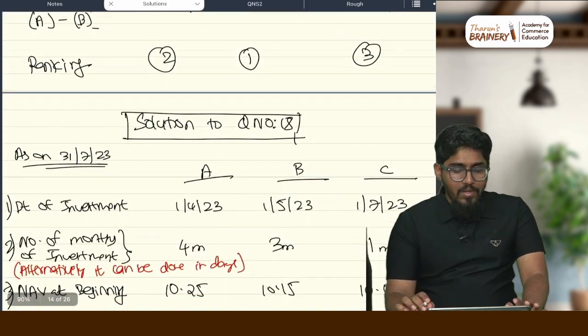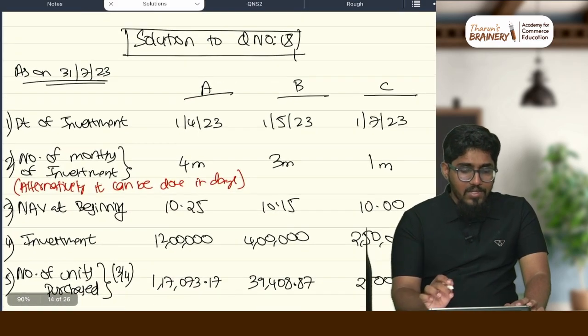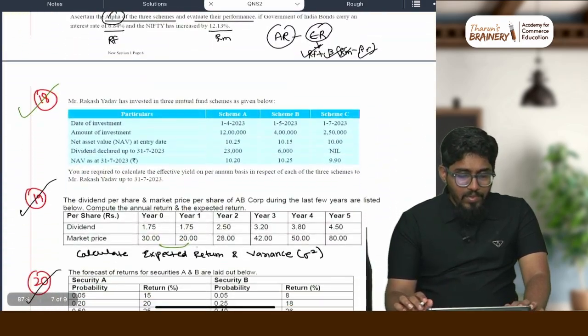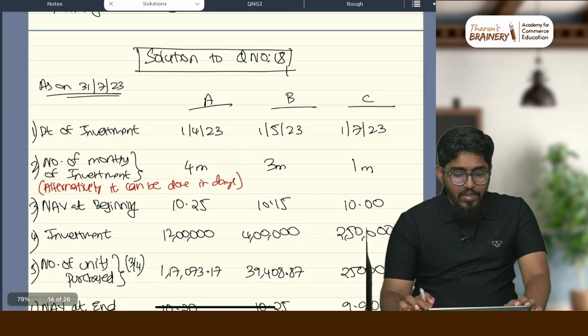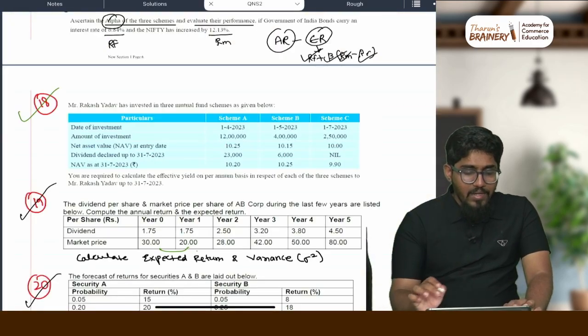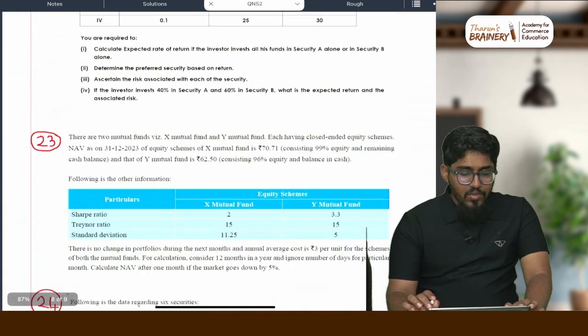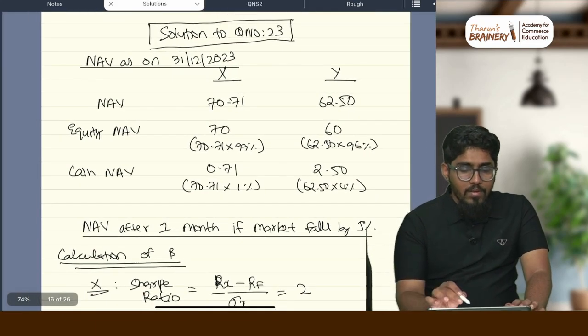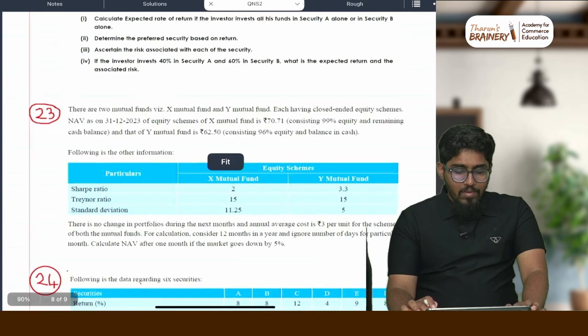Question number 23. So before that, let us jump on to question number 18. I think question number 18 we have already completed, which is nothing but the annualized return. Question number 19, everything is completed. Let us jump on to question number 23.